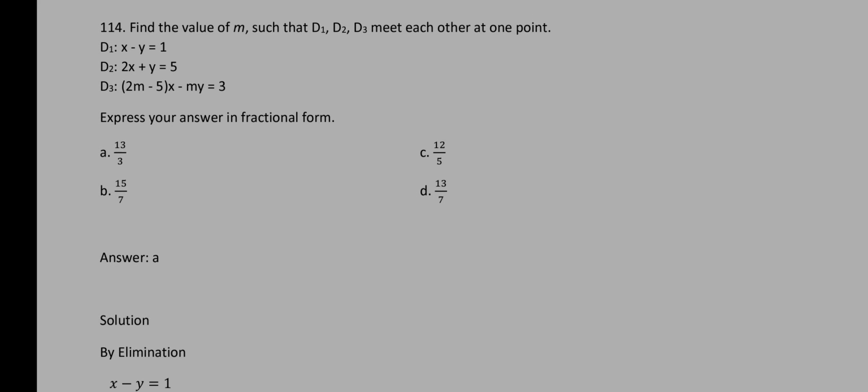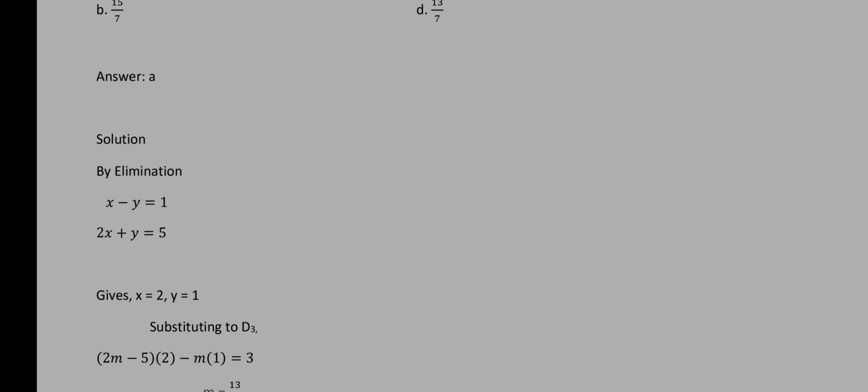Next, find the value of m such that D1, D2, and D3 meet each other at one point. Yung D1 mo, x minus y is equals to 1. D2 mo, 2x plus y is equals to 5. D3 mo, (2m minus 5) times x minus my is equals 3. Express your answer in fractional form. Sagot daw dyan ay letter A, 13 over 3. So how do you come up with that answer?